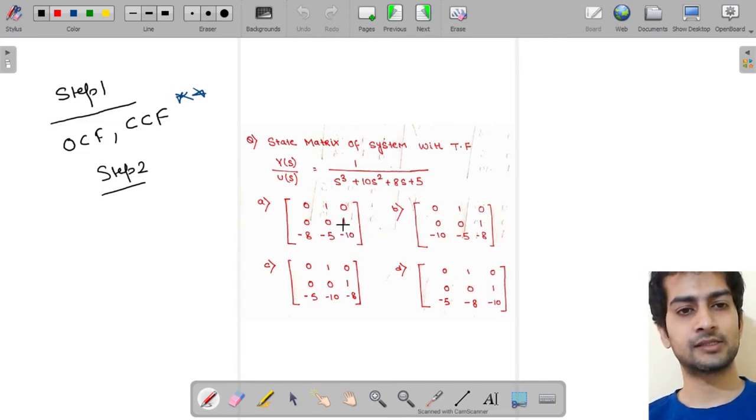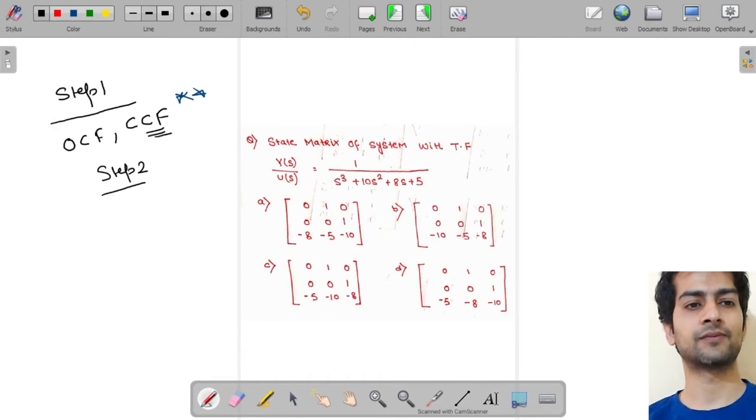So let's see. Here we can see the first row, first two elements 0, 1, then 1 is getting shifted. So from here we can see that it is CCF.